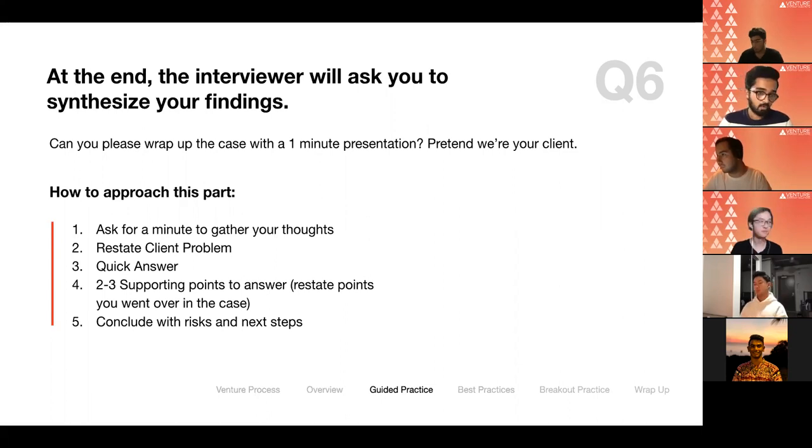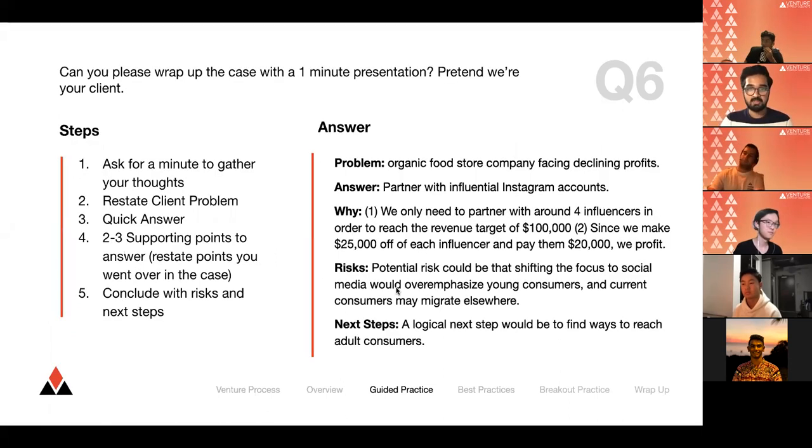Then number 4 here is to provide some supporting points to answer that, restating points that we actually did in the case. And then lastly, really important is to conclude with risks and next steps. There's no such thing as a perfect solution in consulting. If there was a perfect solution, then companies wouldn't hire consultants. So it's really important to think about risks and next steps. We're just going to quickly breeze through this.